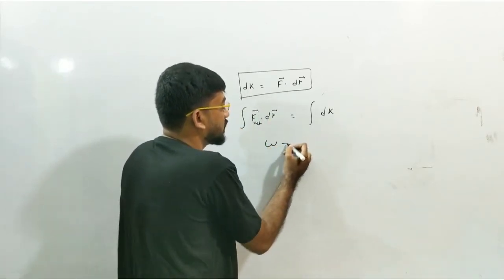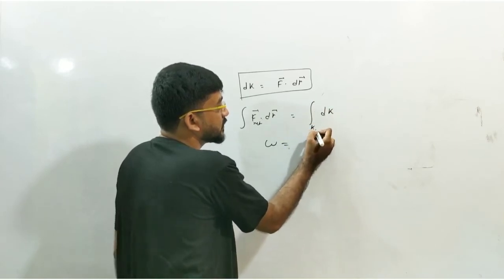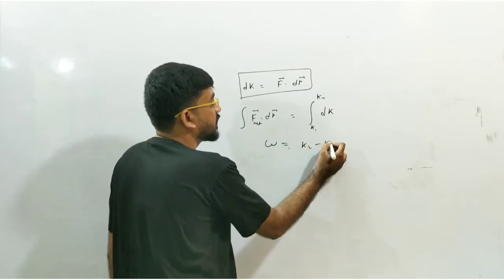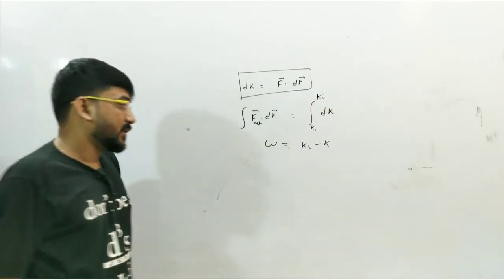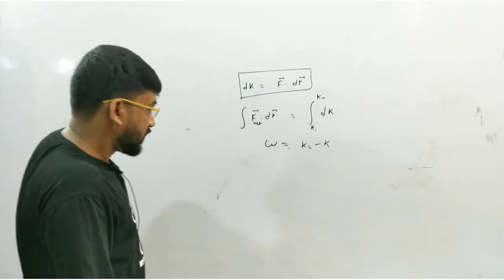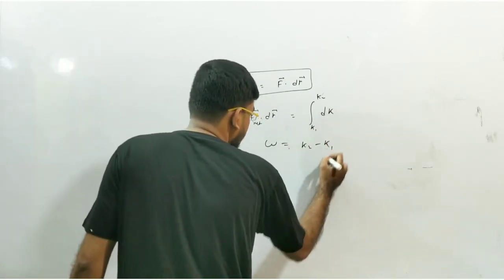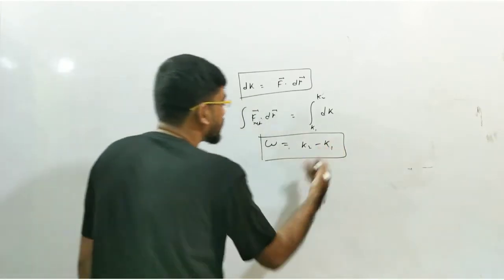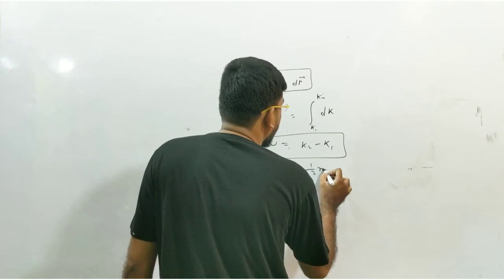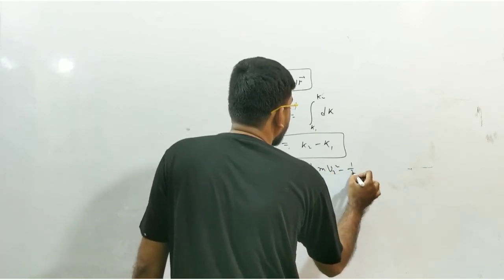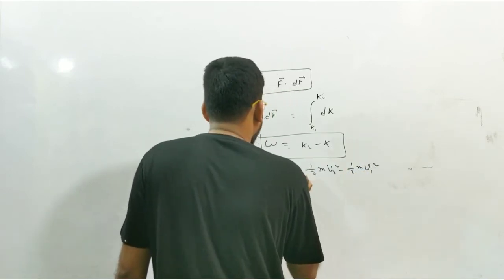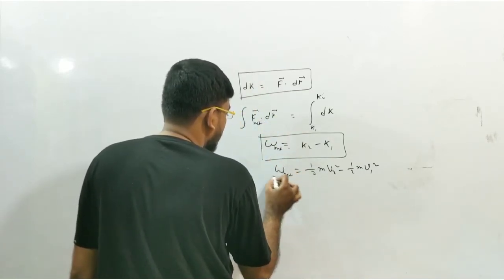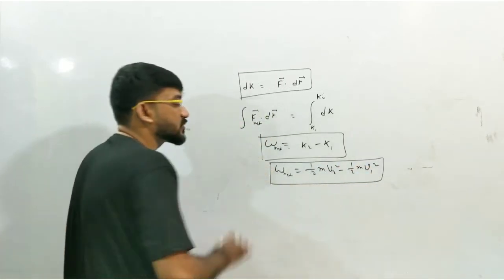Now if the kinetic energy varies from K1 to K2, then integrating dK gives K, and putting the limits from K1 to K2, it will be K2 minus K1. So W is equal to K2 minus K1. If you write it in terms of velocity, K2 will be half m v2 squared minus half m v1 squared. This is f net dot dr, so W net will be half m v2 squared minus half m v1 squared.